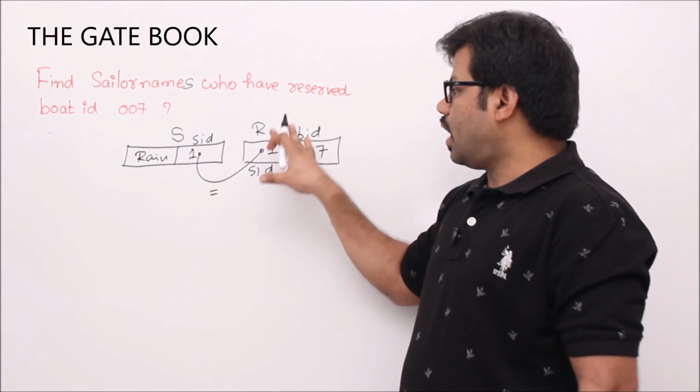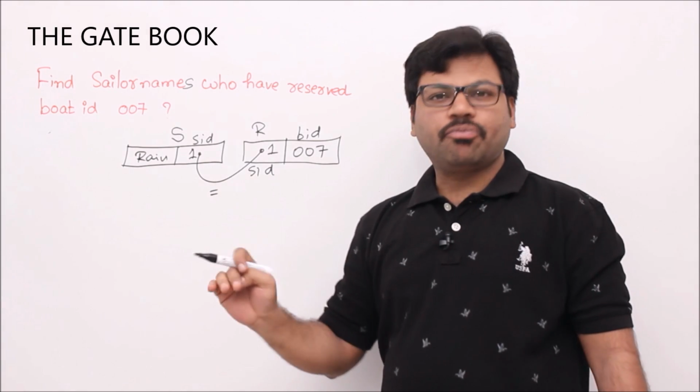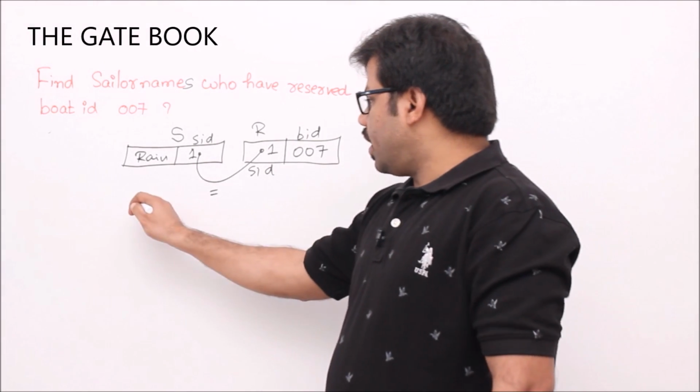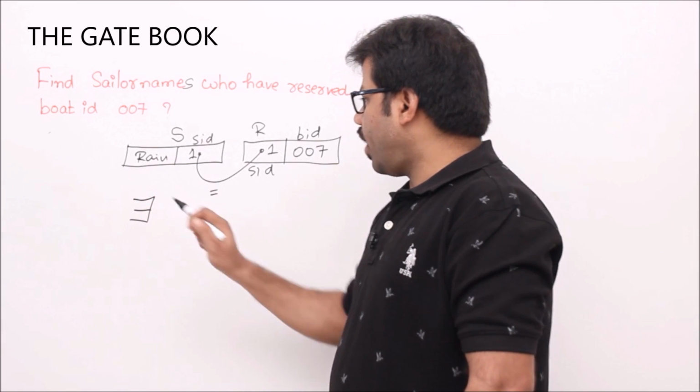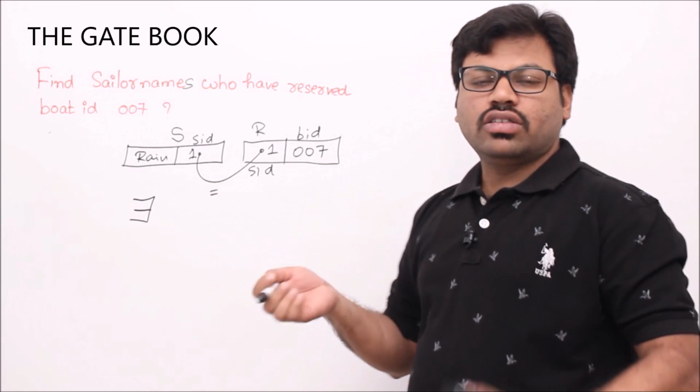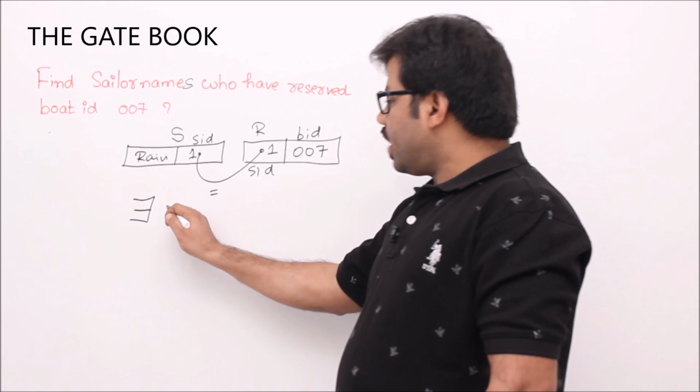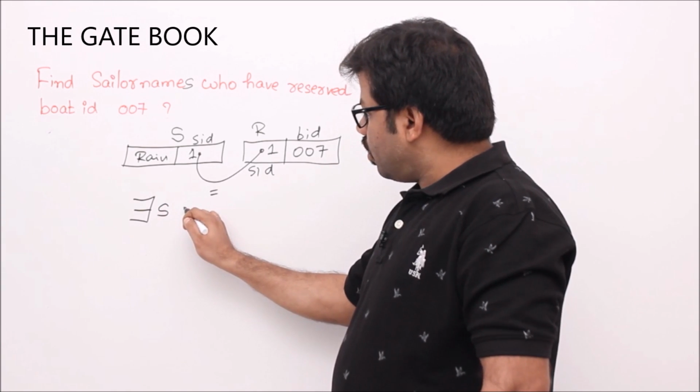For that, this should be the idea. Now let me put it in a query form, tuple relational calculus. So what I want to say is there exists at least one. Finally, I am going to write a formula. So how that formula should look like, I will tell you. There exists at least one S belongs to sailors.